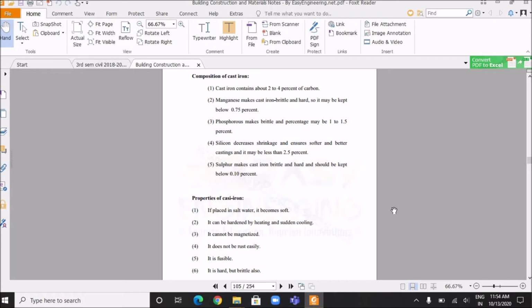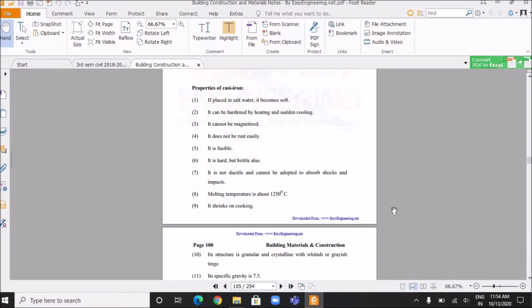Manganese makes cast iron brittle and hard, so it may be kept below 0.75%. Phosphorus makes it brittle and its percentage may be 1 to 1.5%. Silicon decreases shrinkage and ensures softer and better castings, and its amount should be less than 2.5%. Sulfur makes cast iron brittle and hard, and it should be kept below 0.1%.